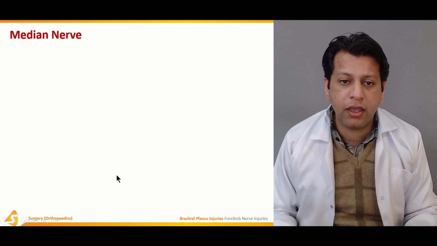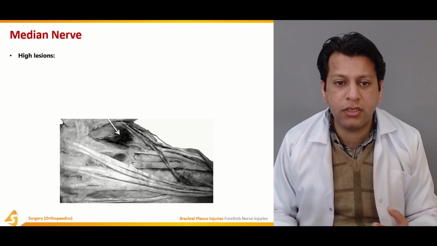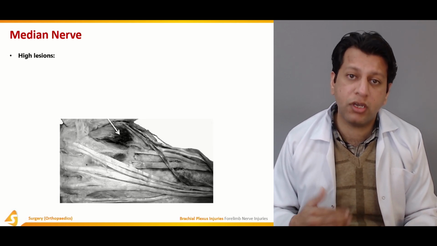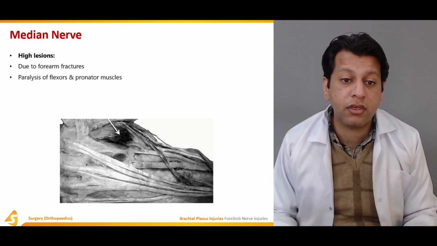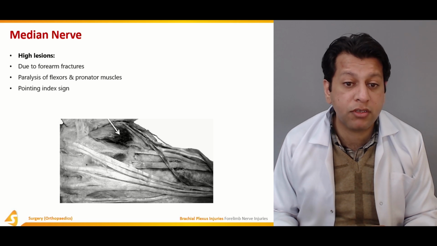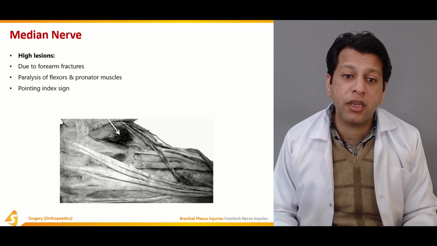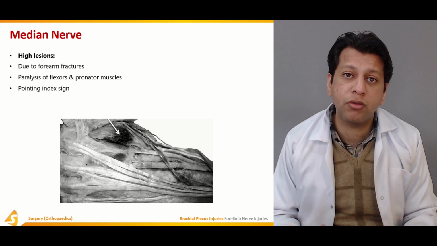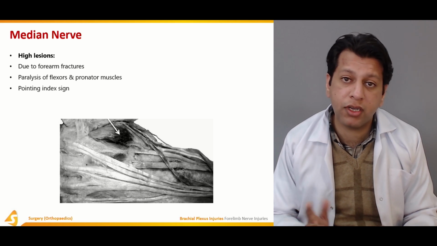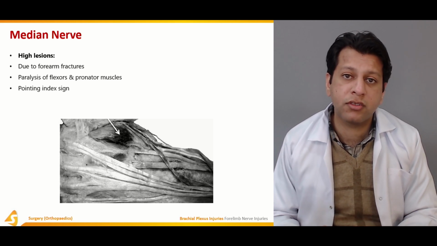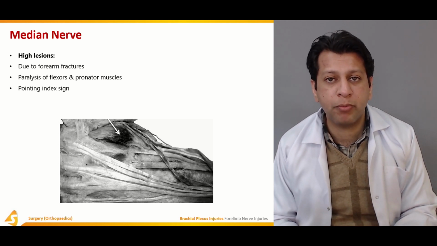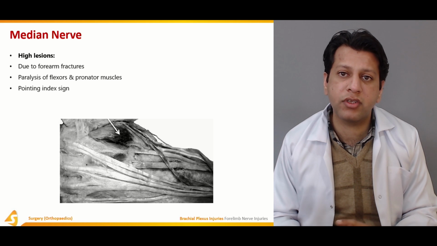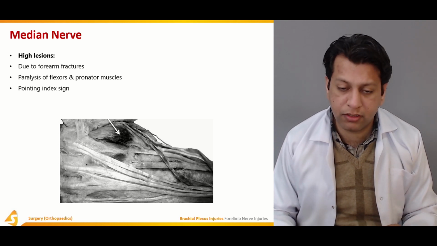And if it's a high nerve injury, high lesions could be at the elbow or at the axillary level. This could be due to forearm fractures, with paralysis of flexor and pronator muscles. Usually there is a pointing index sign, in which the patient is pointing, called the pointing finger sign, and the flexor digitorum superficialis and profundus are paralyzed. Therefore, the index finger is pointed in extension.